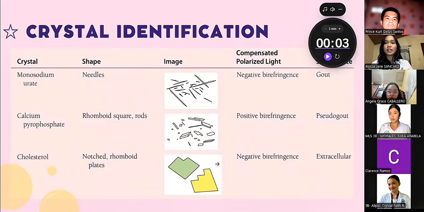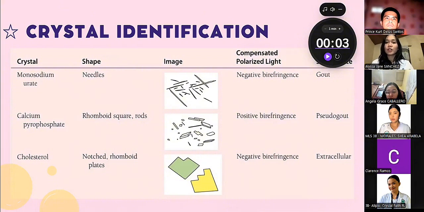We have the crystal, the shape, the image, the compensated polarized light, and the significance. First one is the monosodium urate. The shape is like needles. Compensated polarized light is negative birefringence. Significance is for gout. Second one is calcium pyrophosphate. Shape is rhomboid square rods, compensated polarized light is positive birefringence, and significance is for pseudogout.